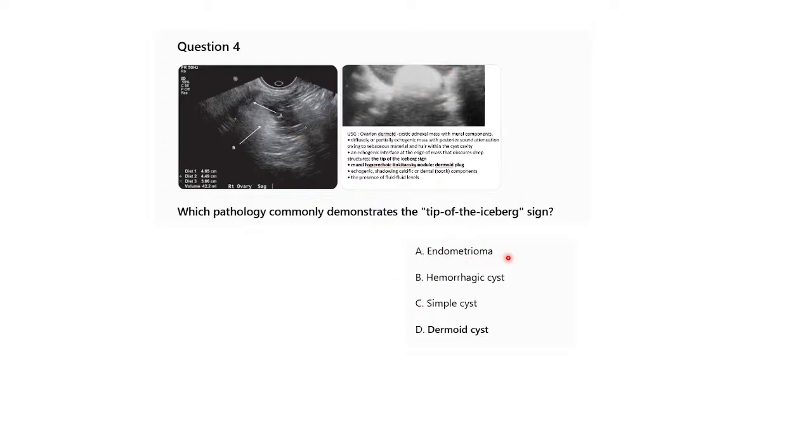A. Endometrioma. B. Hemorrhagic cyst. C. Simple cyst. D. Dermoid cyst. Which is the best option? Look at this lesion nicely.